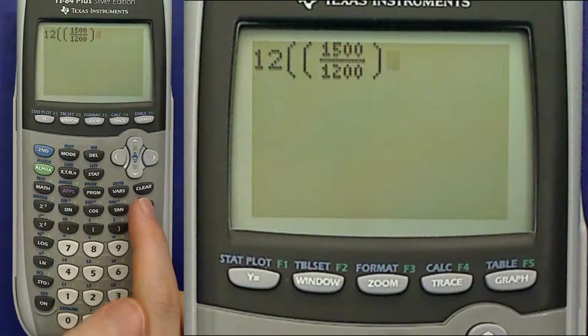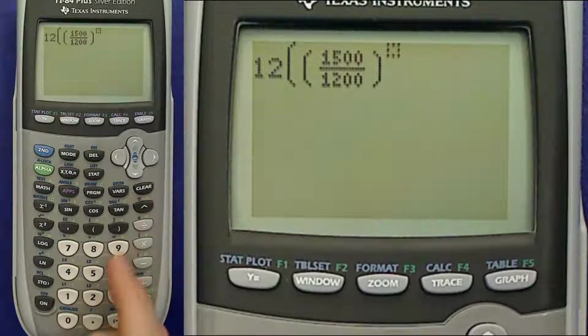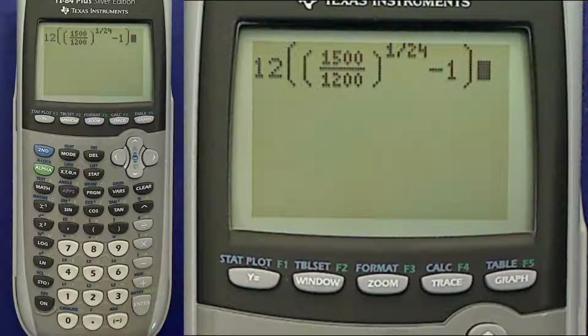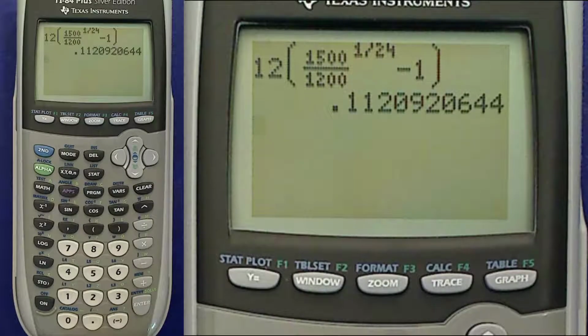And then I need to the power 1/24th, and I think I'll do it like this rather than putting in another fraction. Then I need a minus 1, and then I have to close up the parentheses. So that thing should give us the answer that we're looking for. You give it a moment there, and you get R equals 0.112.